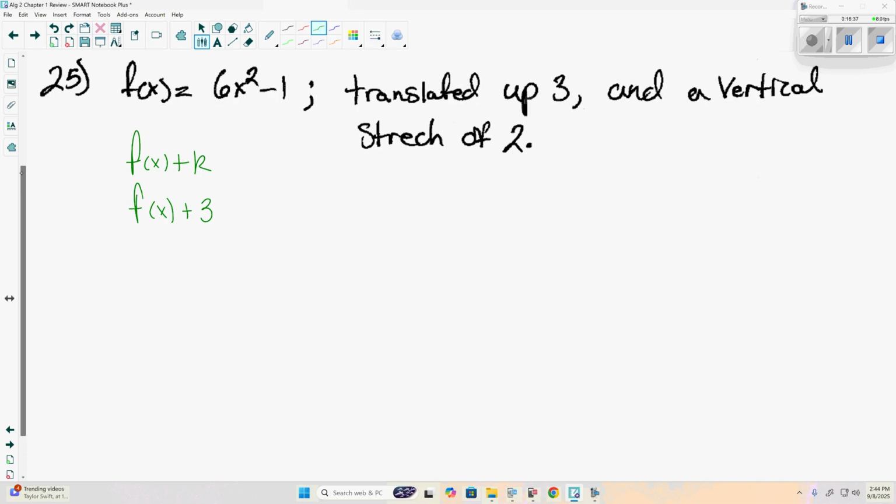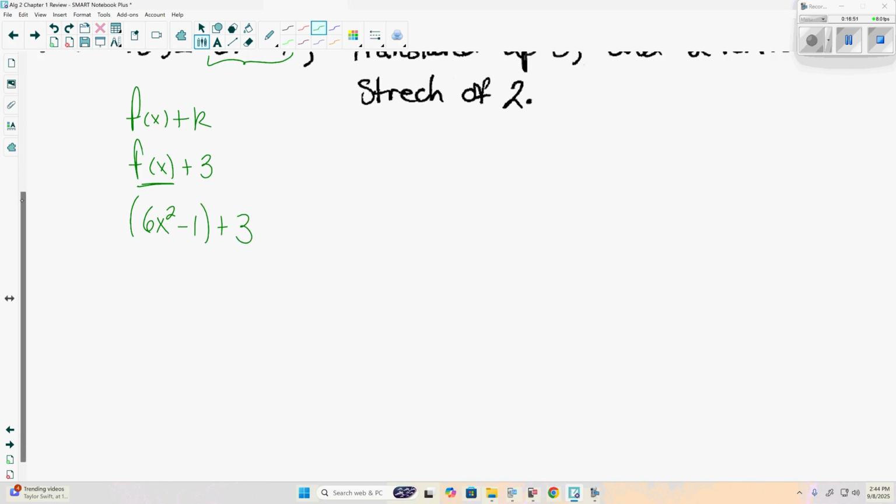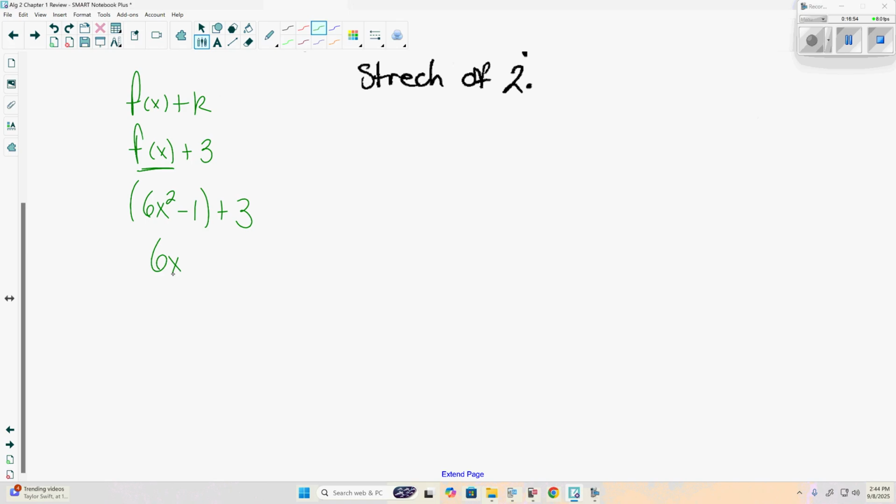Now, at this point here, we still just have f of x. So we can replace f of x with its function. We can replace it with the 6x squared minus 1. Since there's nothing in front of the parentheses, we can go on and drop them and then combine like terms. Negative 1 plus 3 is positive 2, telling us that our new function is 6x squared plus 2. I'm going to give it a name. It really doesn't matter what name we give it. I'm just going to call it g of x.